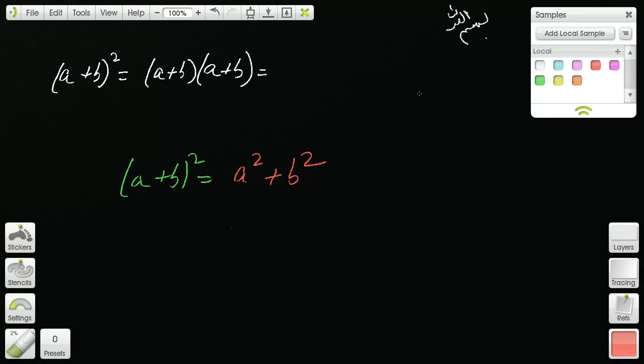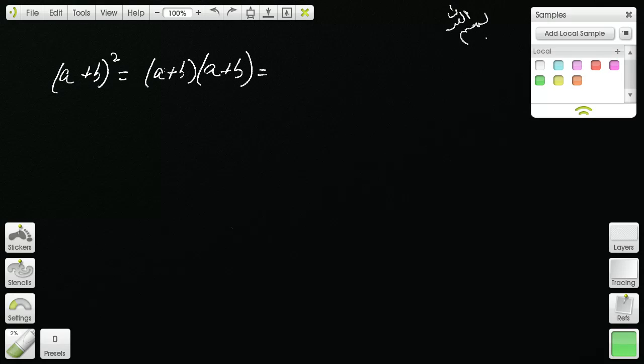Now, this is bad. You can't distribute the two like that. That is haram, super haram, really, really bad. Batman doesn't like it, I'll tell you. But look what it really is. A plus b squared means a plus b times a plus b. Now you can use FOIL to do this.